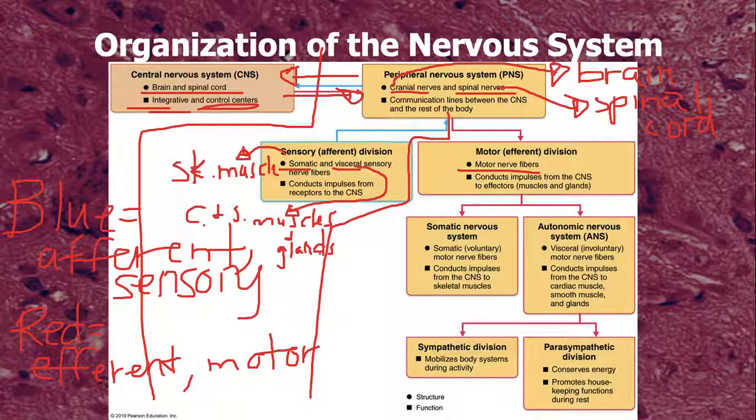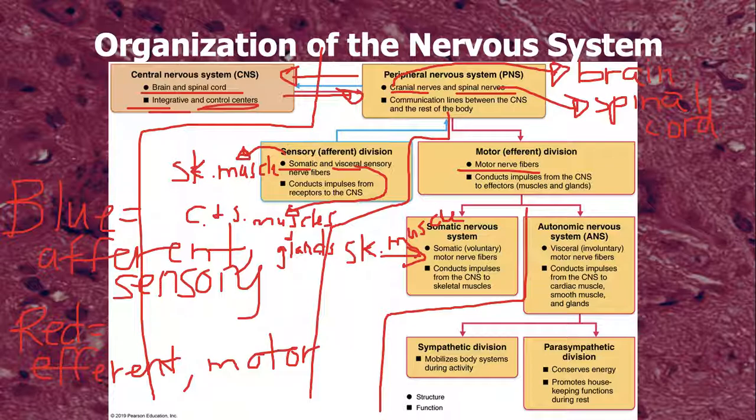Okay, so now we're going to take the motor division, sending information out, and we are going to divide it even further depending on where the information is going. So we have the somatic nervous system and the autonomic nervous system. The somatic nervous system only goes to voluntary motor nerve fibers, so this is going to skeletal muscle. That's an SK again for skeletal. So the somatic nervous system goes to skeletal muscle. It conducts impulses from the central nervous system.